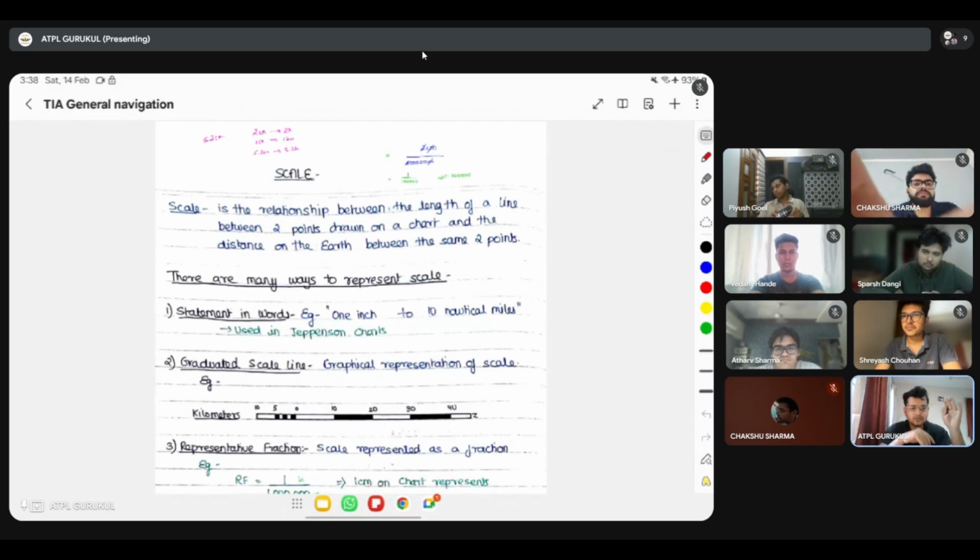Let's say all of you have flown here. How many of you are pilots or CPL holders? Chakshu, Piyush, Sparsh, Vedant, right? Atharv, Shreyas, you are going to fly right now.